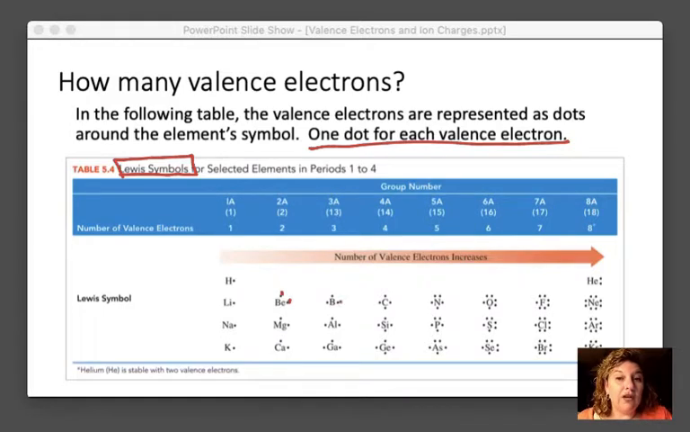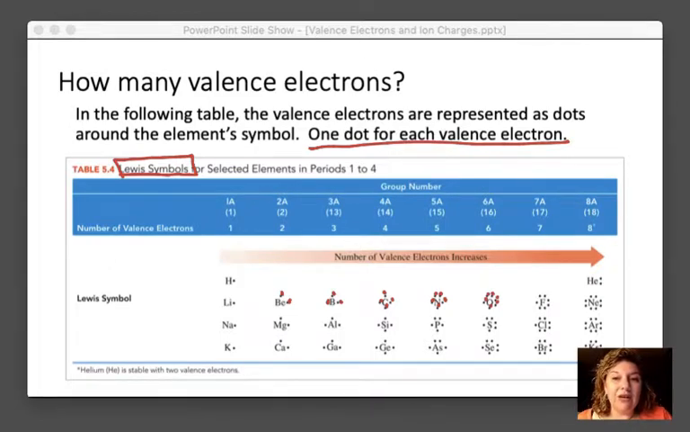Now boron has 1, 2, 3. Carbon has 1, 2, 3, 4. You can't start pairing them up until you have more than 4. 1, 2, 3, 4. Now you have to pair this one up. 5. That one has 5. Same thing with oxygen. You put 1 around each, right? 1, 2, 3, 4, and then you have to pair these up. 5, 6. It doesn't matter which side they're paired up on.